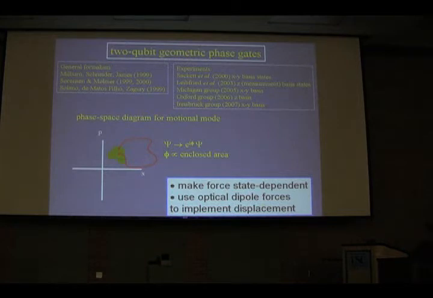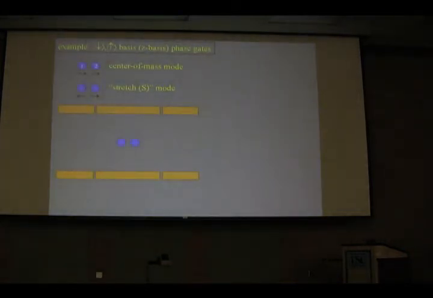So the picture we develop is, say, for the simplest case, for two ions. Suppose we have laser beams such that they will only be affected by the modes of the two ions along the axis connecting them. So the two modes that we have to think about are the center of mass, where they move together, and the so-called stretch mode, where they move in opposition.